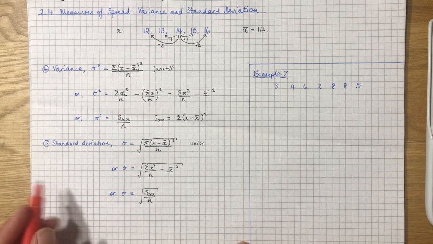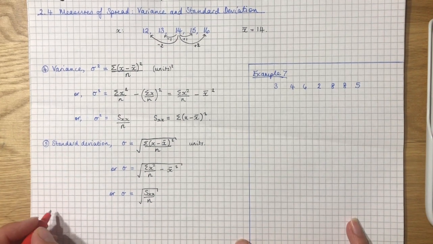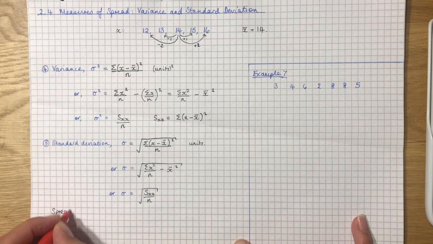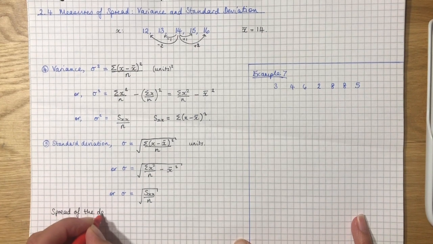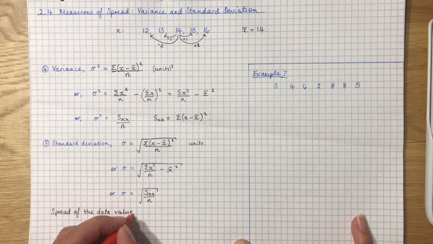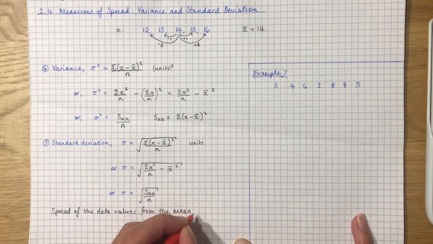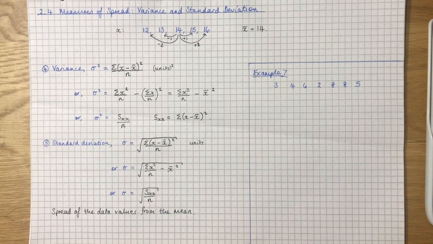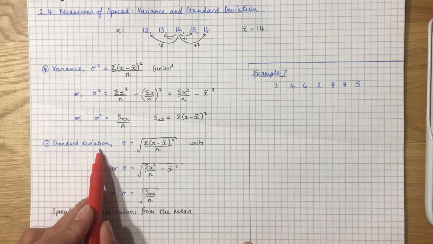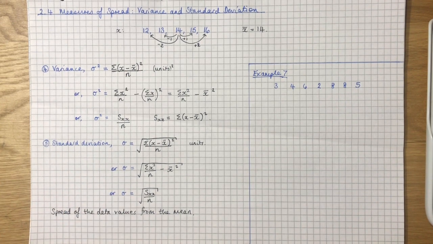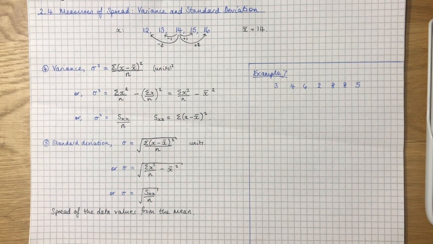And what this standard deviation measures is the spread of the data values from the mean. So it's taking the mean as the centre and it's saying, on average, how spread out are these values from the mean? So the bigger the standard deviation is, the more spread out the data are, and the smaller it is, the less spread out the data are. So let's have a look at it in practice, and then I'll show you how you can find it on your calculator much more quickly as well.